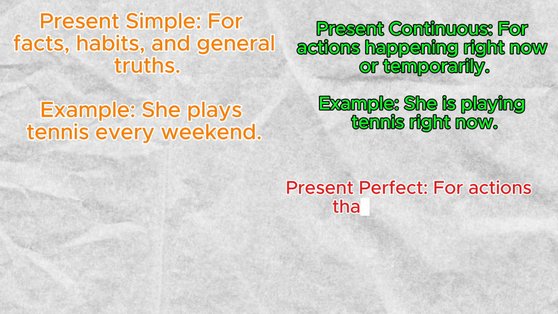Present perfect continuous, for actions that started in the past and are still ongoing. Example, she has been playing tennis for 2 hours. Now it's your turn. Try writing a few sentences using each of the present tenses. Share them in the comments below. Don't worry if you make mistakes. That's how we learn.